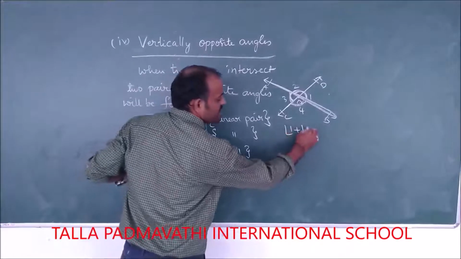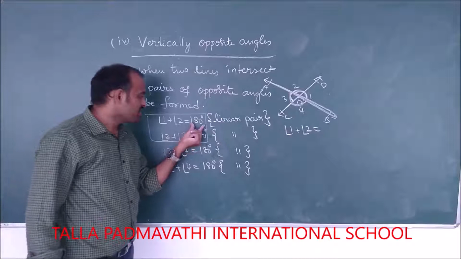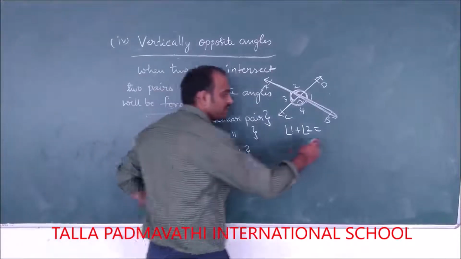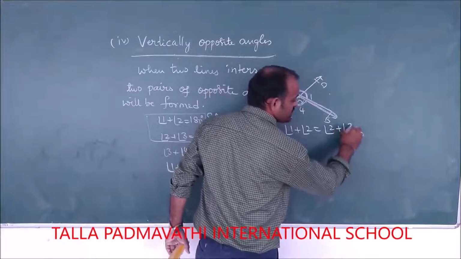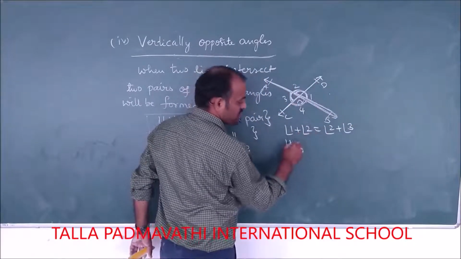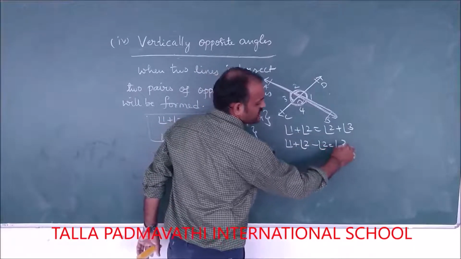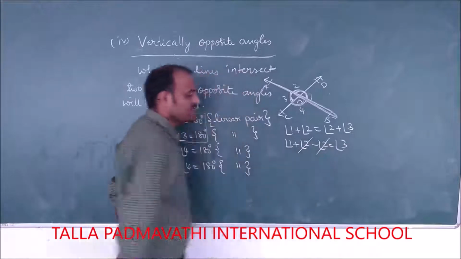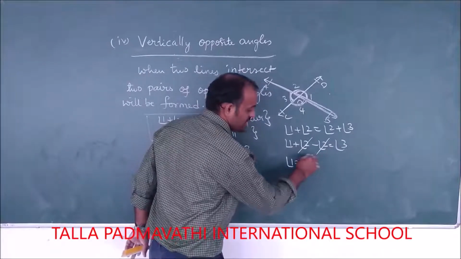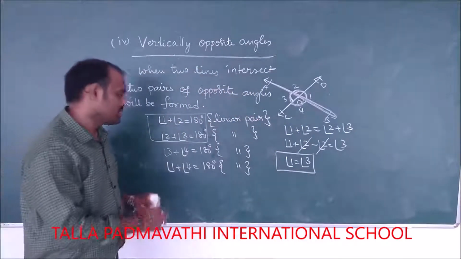Angle 1 plus angle 2 is equal to 180 degrees. Instead of 180 degrees, shall I write angle 2 plus angle 3? That I am going to write here: angle 2 plus angle 3. If I transpose angle 2 to the left hand side, angle 1 plus angle 2 minus angle 2 is equal to angle 3. Plus angle 2 minus angle 2 gets cancelled, so we get angle 1 is equal to angle 3.